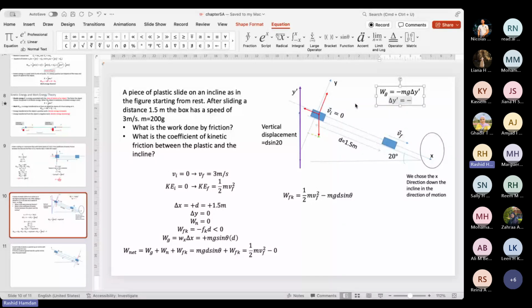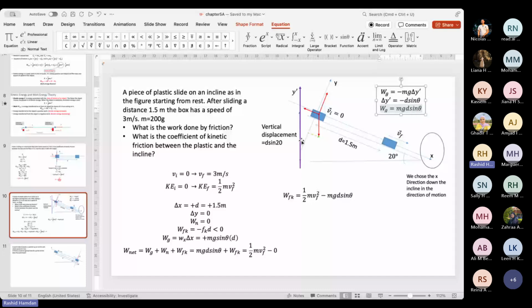But if you look at this triangle, it's a right triangle, and the hypotenuse is d, so I'm going d sine theta. I replace it in the work done by gravity, which is equal to, minus goes away, so I got mg d sine theta. So I still get this sine theta term.